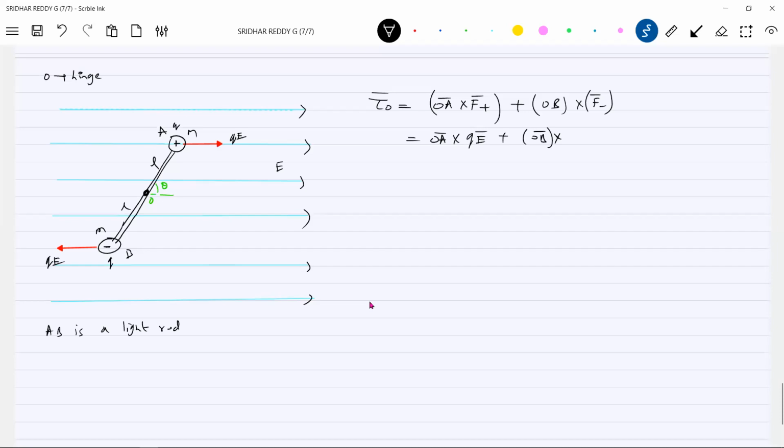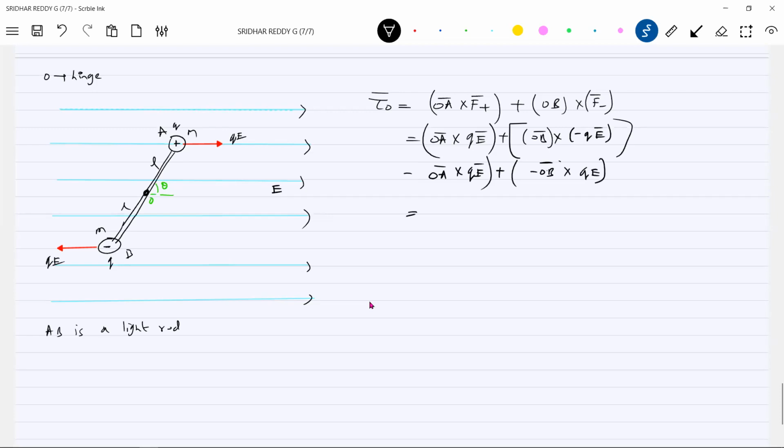Yeah. What is F minus? F minus should be equal to minus of QE bar. See, E bar will be directed towards the right. This force, how is it acting? This force is towards the left, no? So minus of QE bar, I'll write it here. So this will become OA bar cross QE bar, plus OB bar, so this minus of OB bar, let me adjust the negative sign for this, into QE bar.